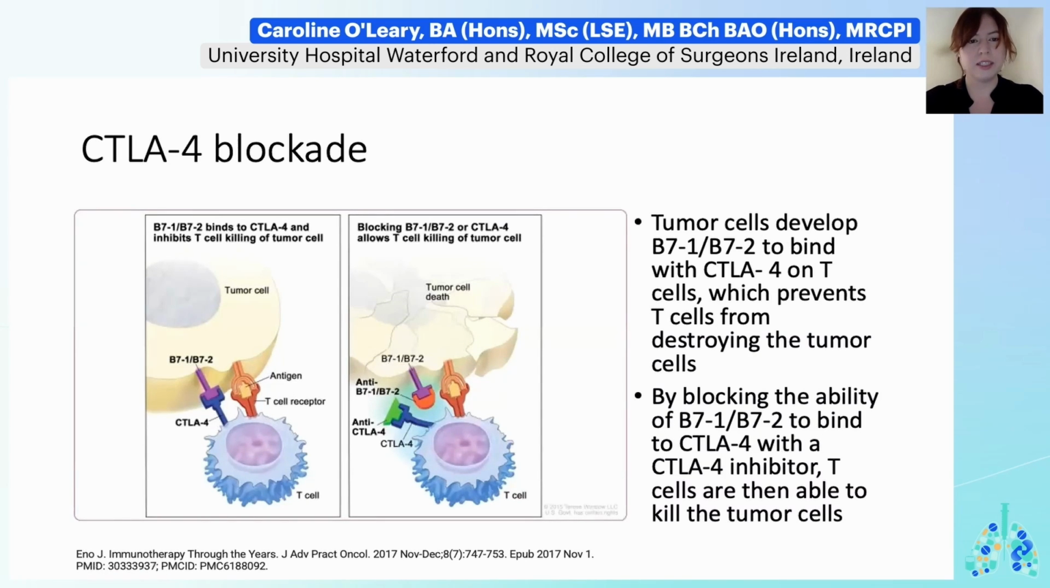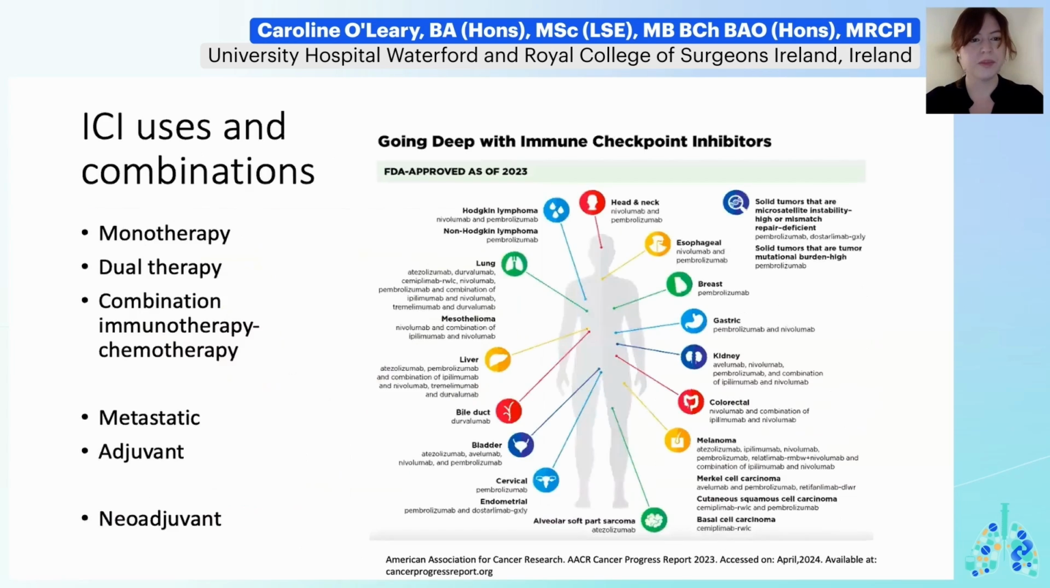In a similar way, the B7-1 and B7-2 domains bind to CTLA4 on T cells, which again prevents the T cells from activating and destroying the cell, while blocking B7-1 and B7-2 with the medications we have available prevents CTLA4 from binding, and T cells are then able to kill the tumor cells.